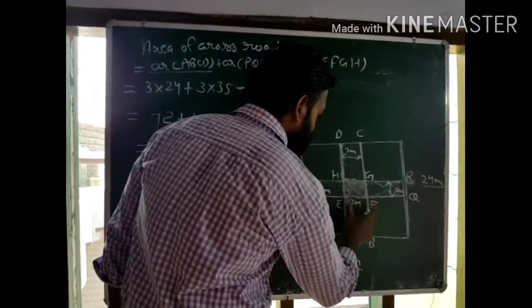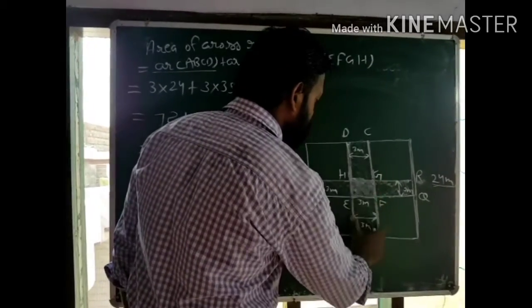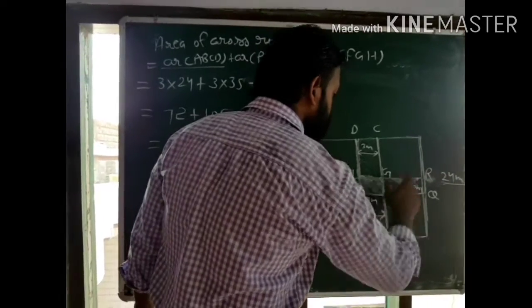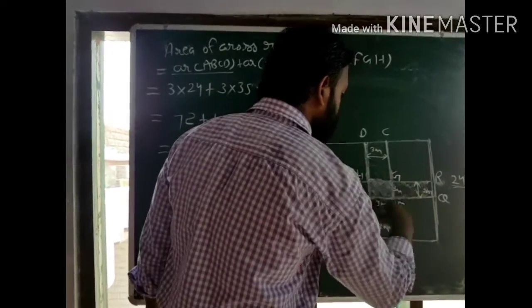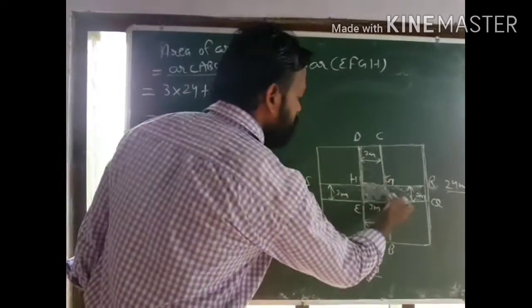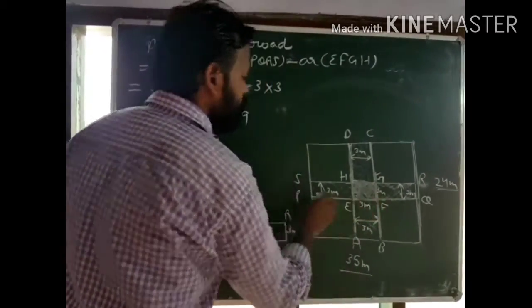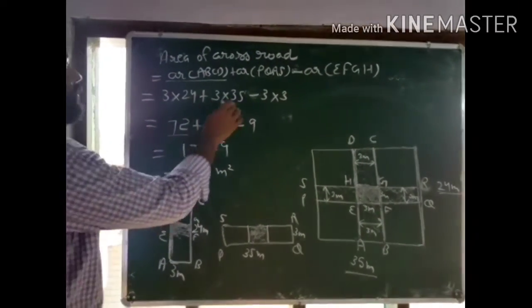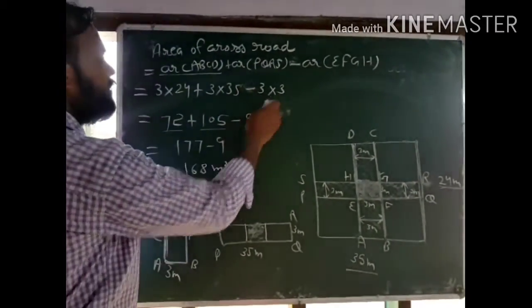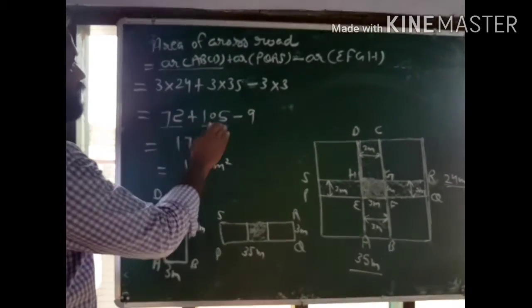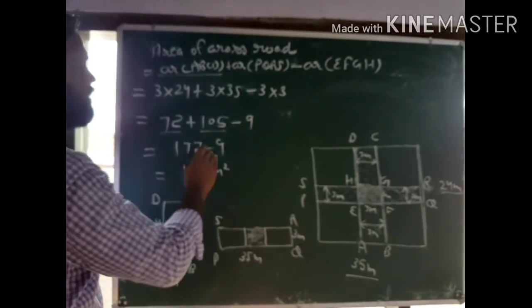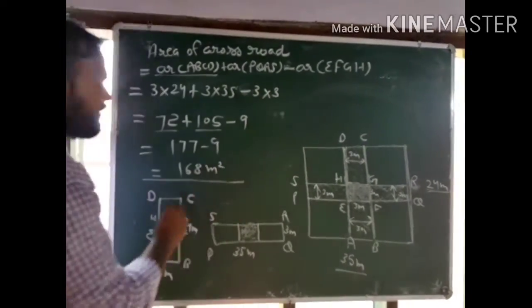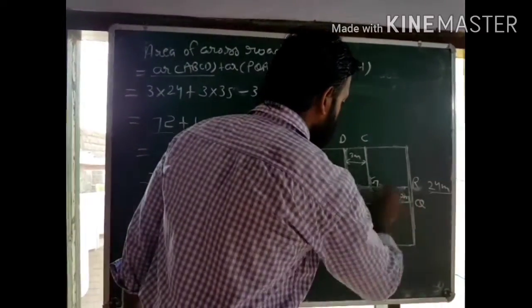This is 3 meters because the road is 3 meters wide throughout. The width of this road is 3 meters, so here is 3 meters and here is 3 meters also. Its length and breadth are the same, so 3 multiplied by 3 is the area of this portion, which is 9. After multiplication it becomes 72 and 105, minus 3 into 3 is 9. Add these two terms: 105 plus 72 is 177, minus 9. After subtraction, 168 square meters is the area of this whole cross road.